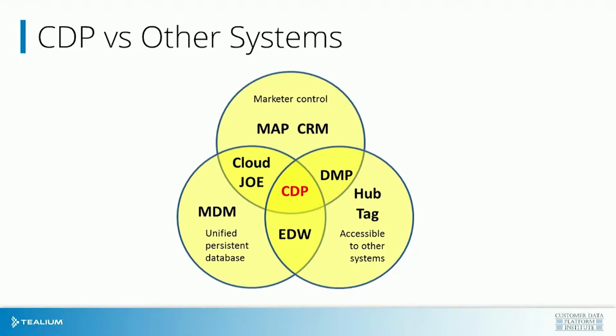So just in case you weren't confused enough, we'll put this in a Venn diagram for you visual thinkers out there. And this is either fabulous or horrible, depending on just who you are. But we have our three major attributes, again: marketer control, unified data, access. CDP does all three. Those other things, most of them do one, or in some cases two. So if this helps, that's great. If this doesn't help, just pretend you never saw it.